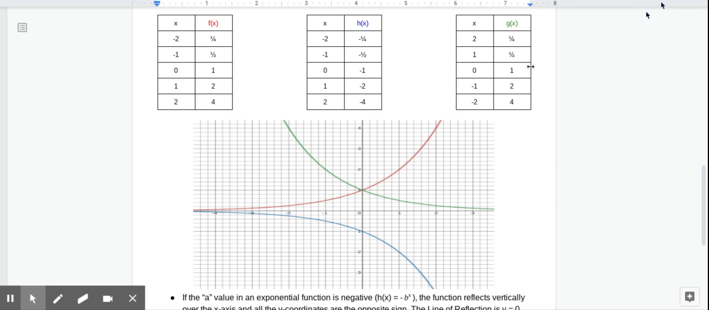For our g of x equation, it only affected our x values. All of those became the opposite sign. We can see our line of reflection is x equals 0. And all the points are equal distance from that line.